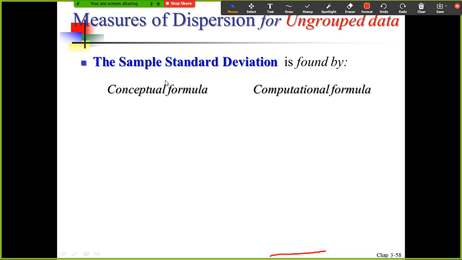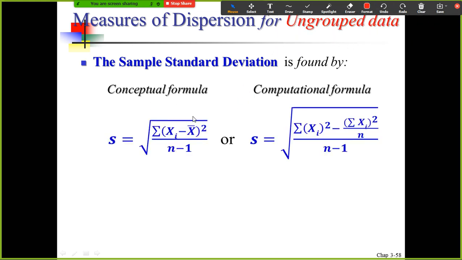If you know the sample variance, you just take the square root of the sample variance, and you will get the sample standard deviation.